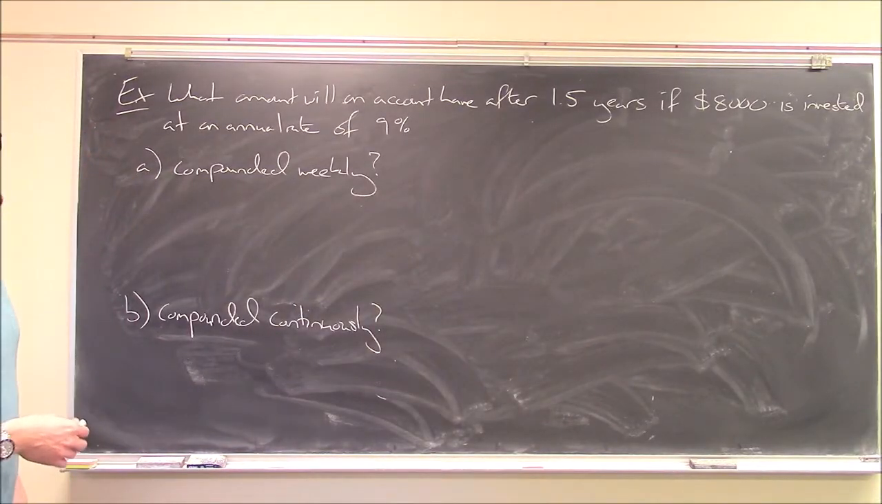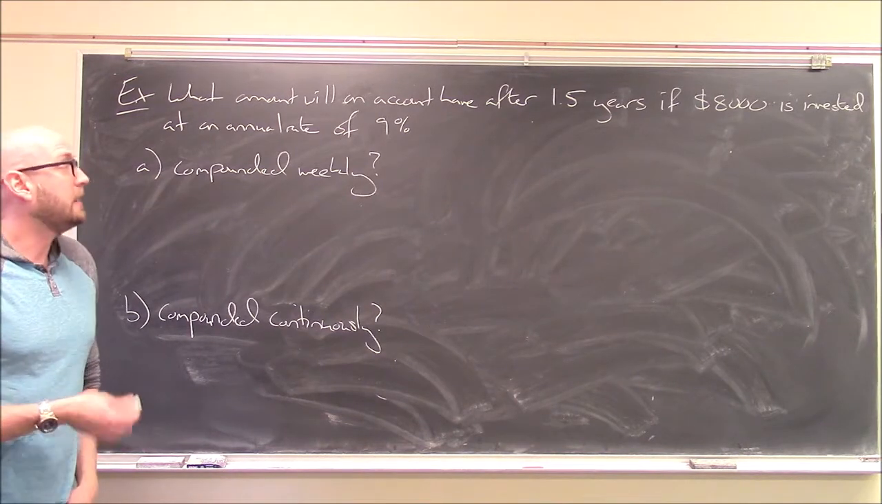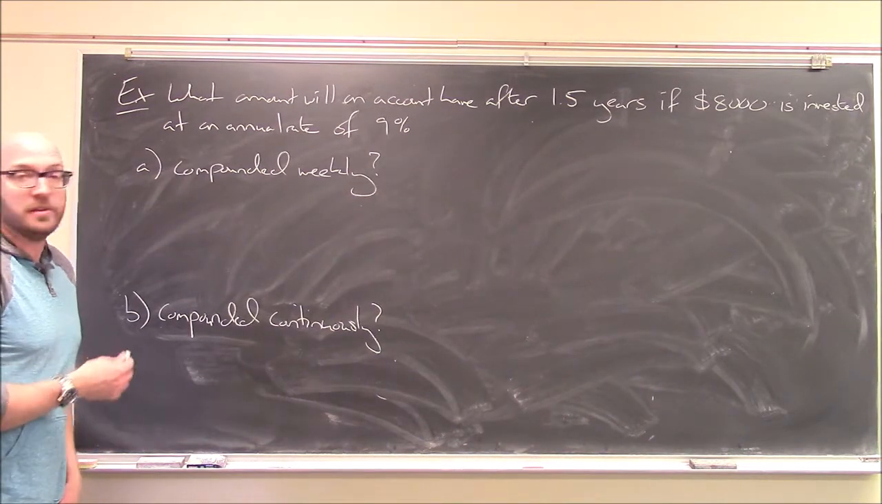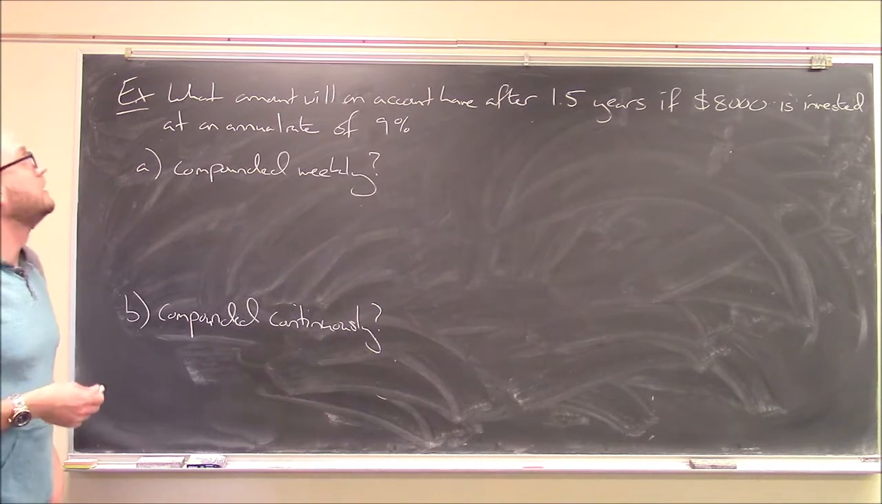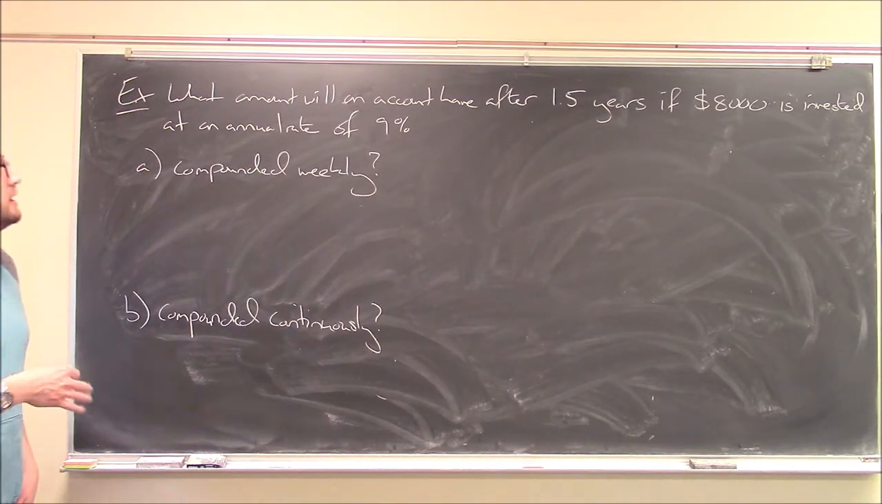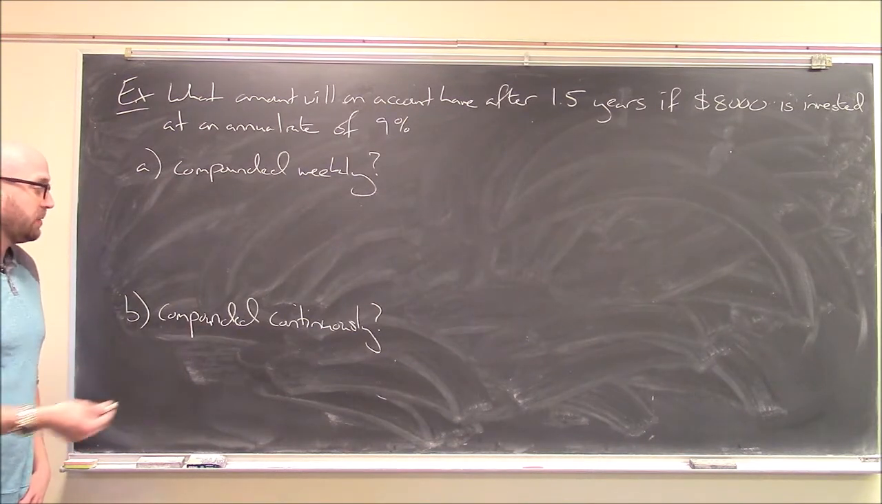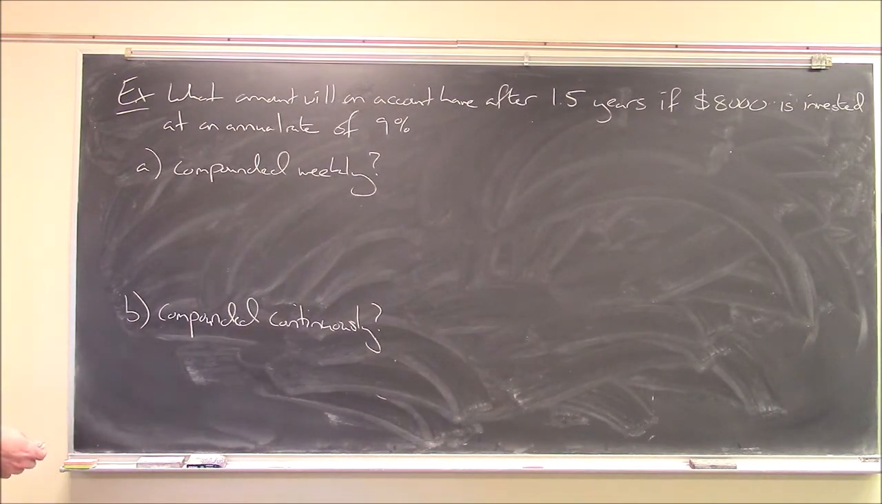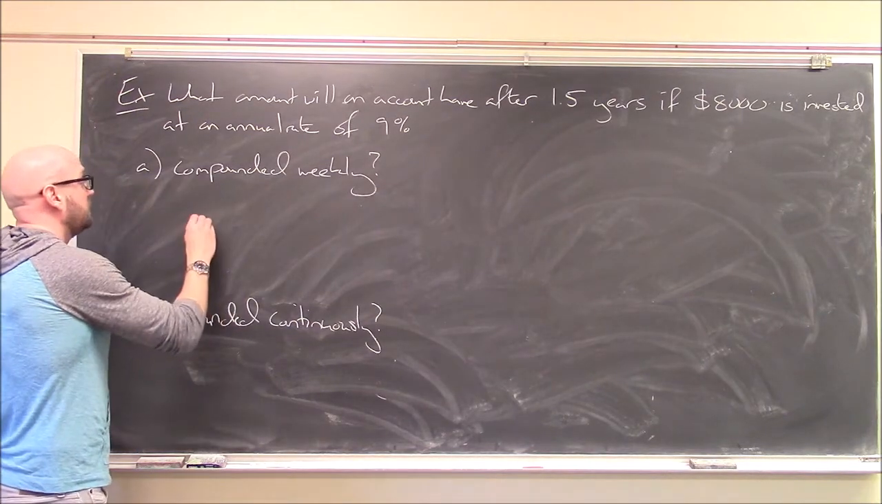Alright, so here's our example. What amount will an account have after 1.5 years if $8,000 is invested at an annual rate of 9%? And there's two cases here. First is 9% compounded weekly, and second is 9% compounded continuously. So in truth, there's actually not a whole lot to these problems. We just have to use our formulas.